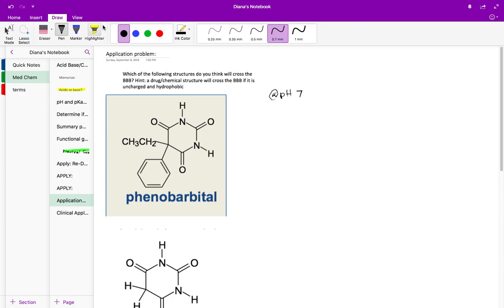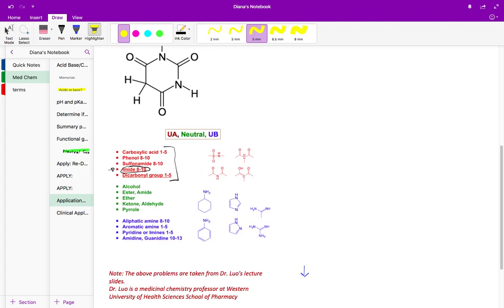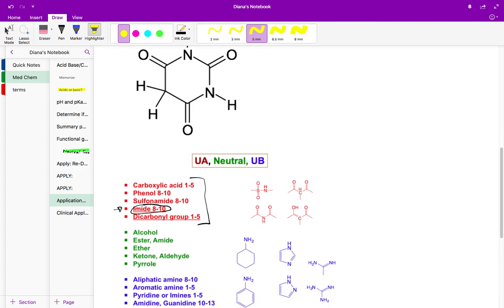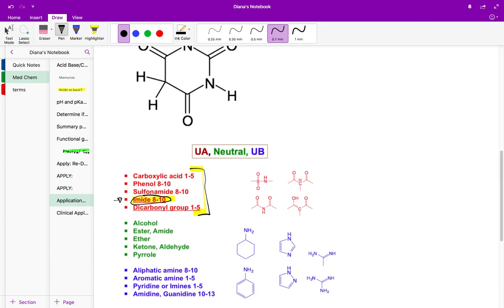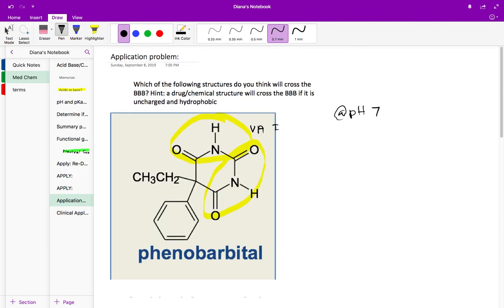So I'm going to break this apart into the functional groups. Right here I see an amide, where I have a nitrogen sandwiched between two carbonyls. And right here I also have an imide. If you can't remember the pKa off the top of your head, just to review, the pKa of an imide is around 8 to 10. And it is in this top category of acids. So it's an acidic functional group, and so I know I have a UA, and I know that the pKa is around 8 to 10 for this imide. So imide, 8 to 10.